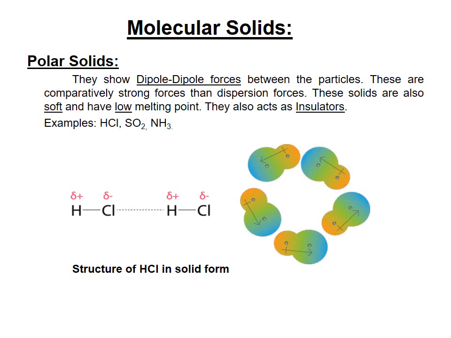The second type of molecular solid is polar molecular solid. What is meant by polar or polarity? Those molecules which acquire partially positive and partially negative charge on their atoms, which are covalently bonded. This positive or negative charge acquired by the atom is because of the electronegativity difference between these atoms.